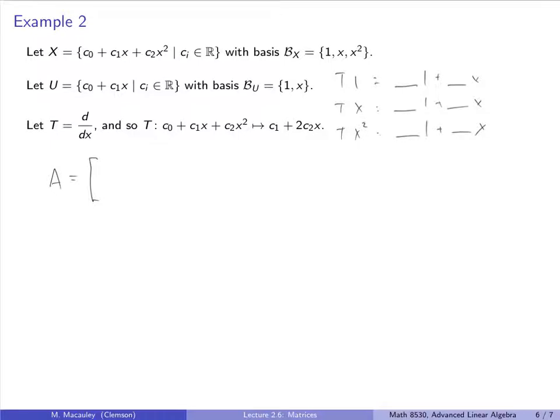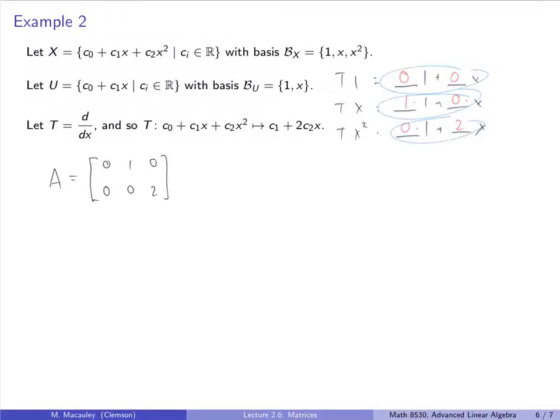Okay, so the derivative of 1 is 0. The derivative of x is 1. So that's 1 times 1 plus 0 times x. The derivative of x squared is, what is this? This is 2x. So that's going to be 2x and then plus 0 times 1. So our matrix, again, these are the columns right here. So our matrix is just 0, 1, 0 and 0, 0, 2.